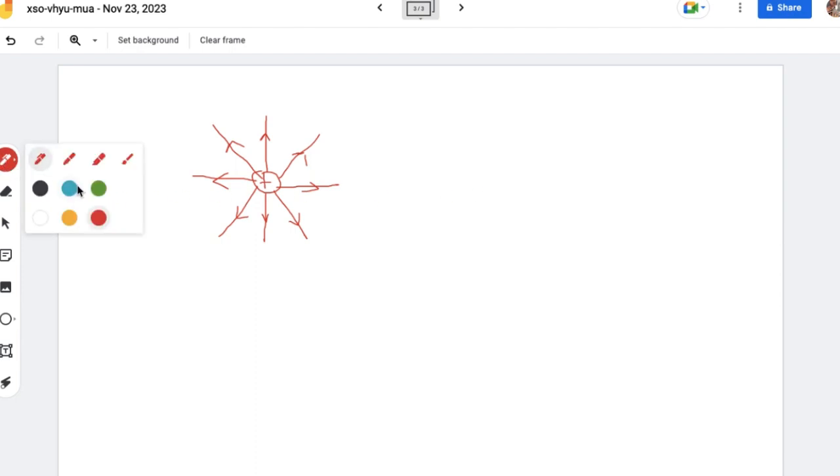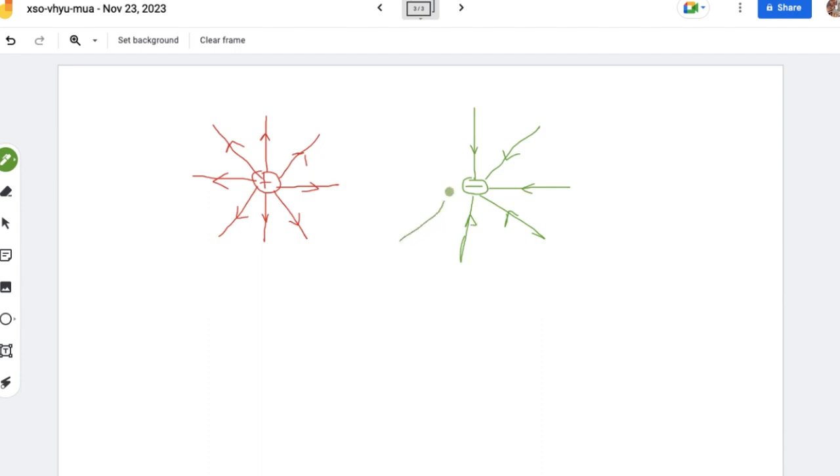If we have a negative point charge, the field lines will move towards it, as we've demonstrated right now. Don't mind my drawing. This is for a unit point charge.